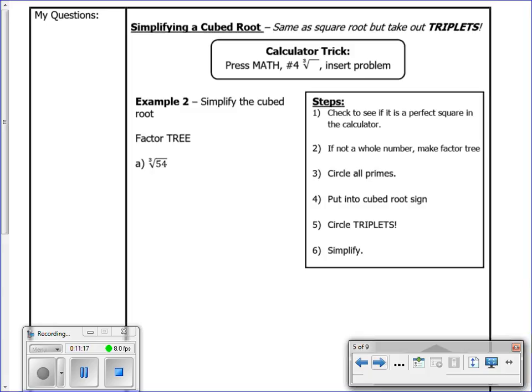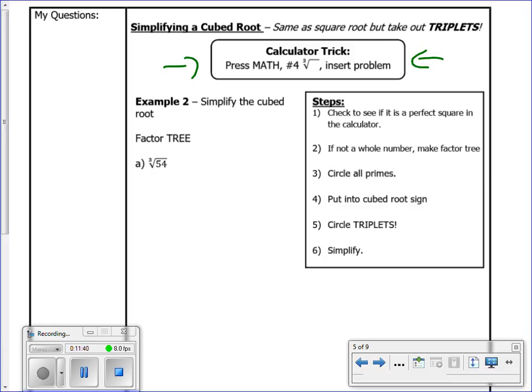So there is a calculator trick. It is right here, so please make sure you take note of this. If you ever want to check to see if something is a perfect cube, you press Math, number 4. It gives you the cubed root sign. You plug in what number you need in your radicand and hit Enter. It will then tell you if that's a perfect cube or not.